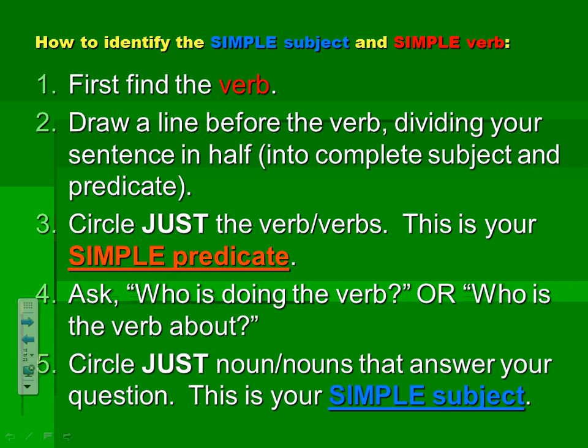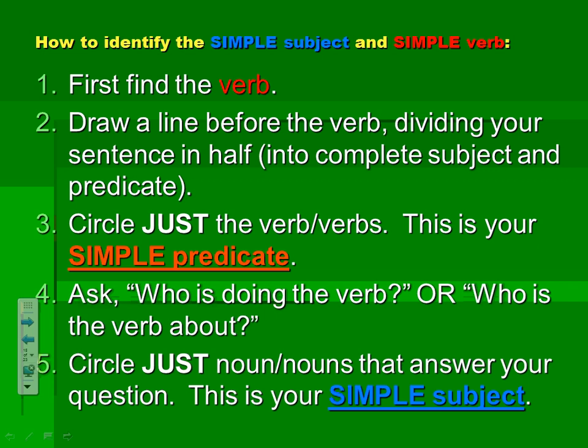But when we do simple subject and simple verb, we go one step farther. You're going to look at each half of the sentence in turn and isolate just the nouns and just the verbs. So step three, you'll look at the right side of your sentence, or the second half of your sentence, and circle just the verb or the verbs. Okay? This will be your simple predicate.